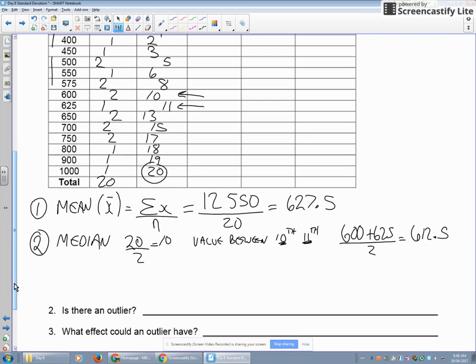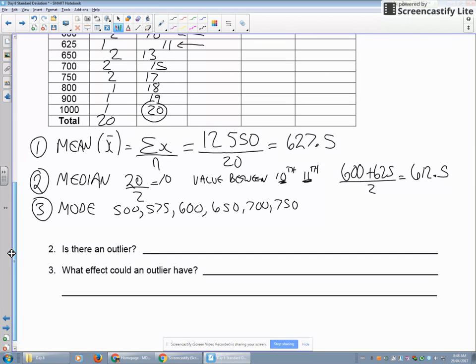And then finally our mode. What appears most often? It looks like we've got multiple modes of two each. So we've got a 500, a 575, a 600, 650, 700, and 750. So all of those ones have a frequency count of 2. So it's a lot of them, but you can have more than one mode. So that's an example of multiple modes.